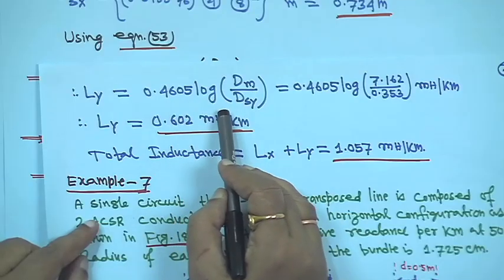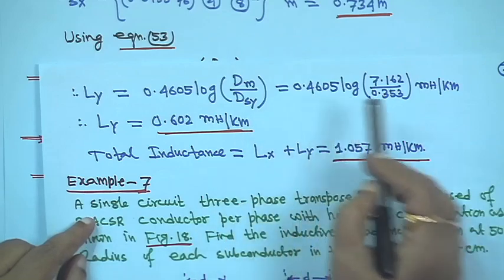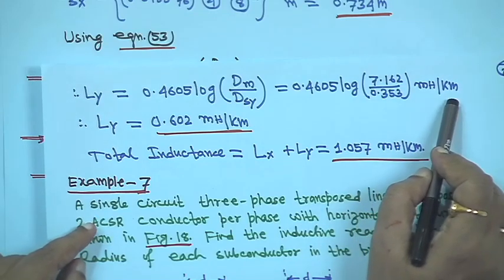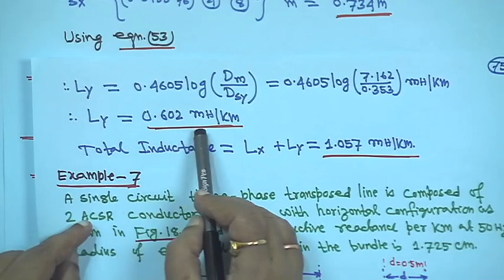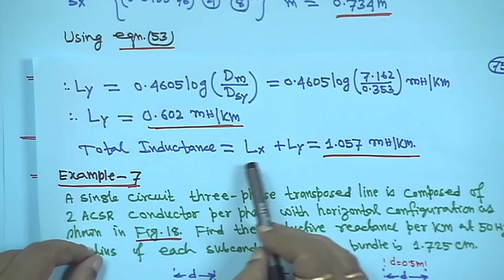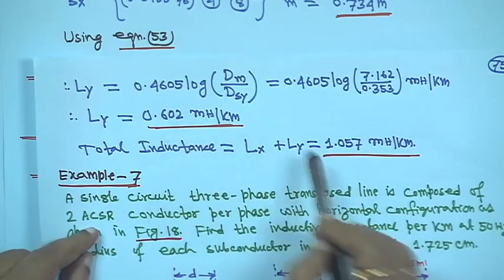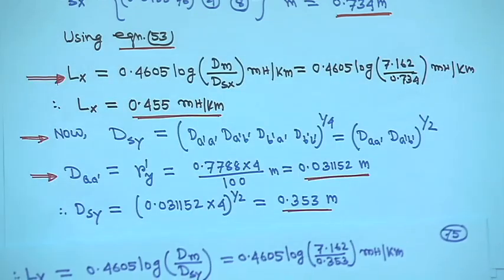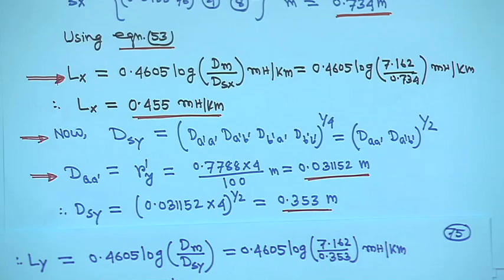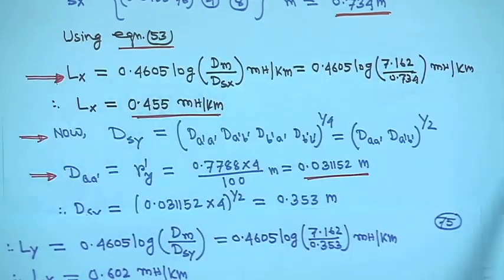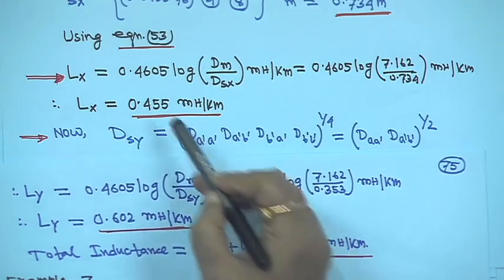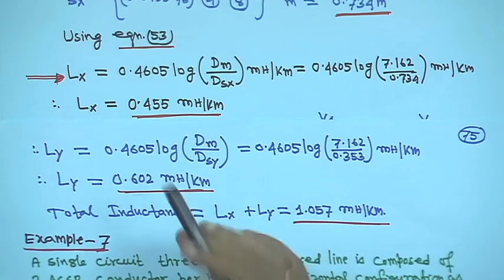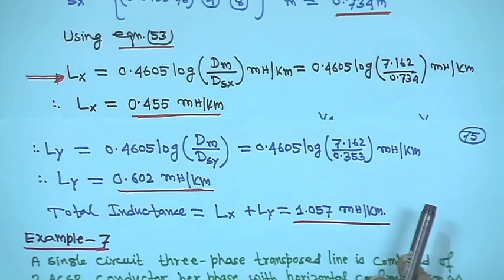Next, use the same formula for Ly; Dm will remain the same. So, 0.4605 log 7.162 upon 0.353 millihenry per kilometer. If you solve, Ly is equal to 0.602 millihenry per kilometer. The total inductance Lx plus Ly, adding both, is 1.057 millihenry per kilometer. From this you have noticed that when the number of conductors in a group is more, the inductance is less: 0.455 for group x because 3 conductors are there, and group y has 2 conductors. So if you put more conductors, the inductance will become less, and hence the reactance.